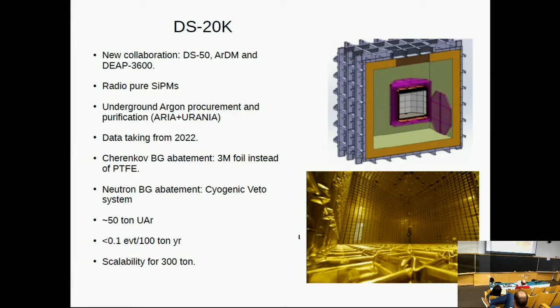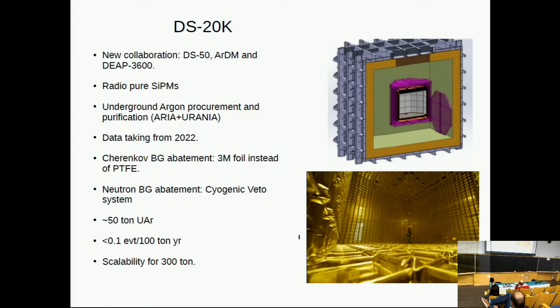The Cherenkov background will be abated in this detector, and for the neutrons, we will use a cryogenic veto system. This is the current plan. The amount of underground argon will be 50 tons, and we are targeting less than 0.1 events per 100 ton-years. There is also some scalability in the design up to 300 tons.